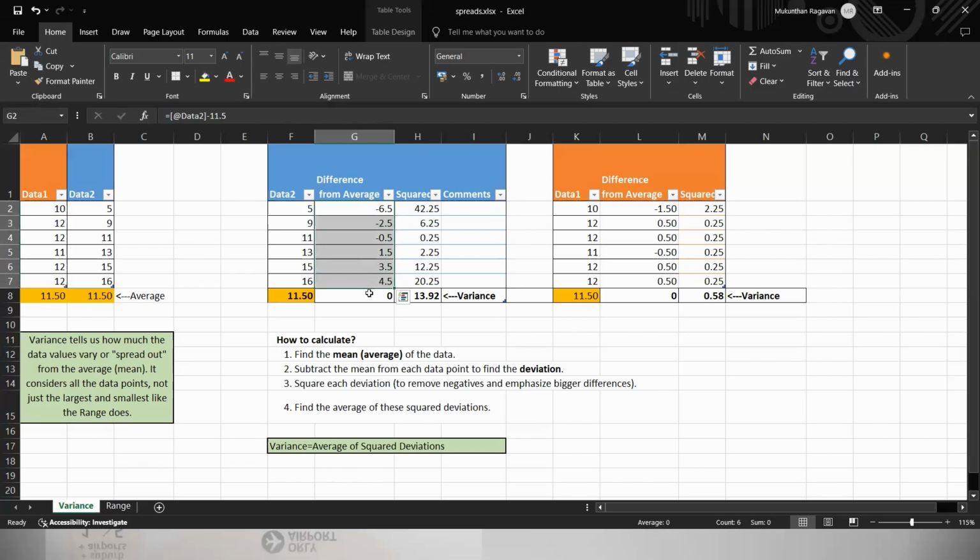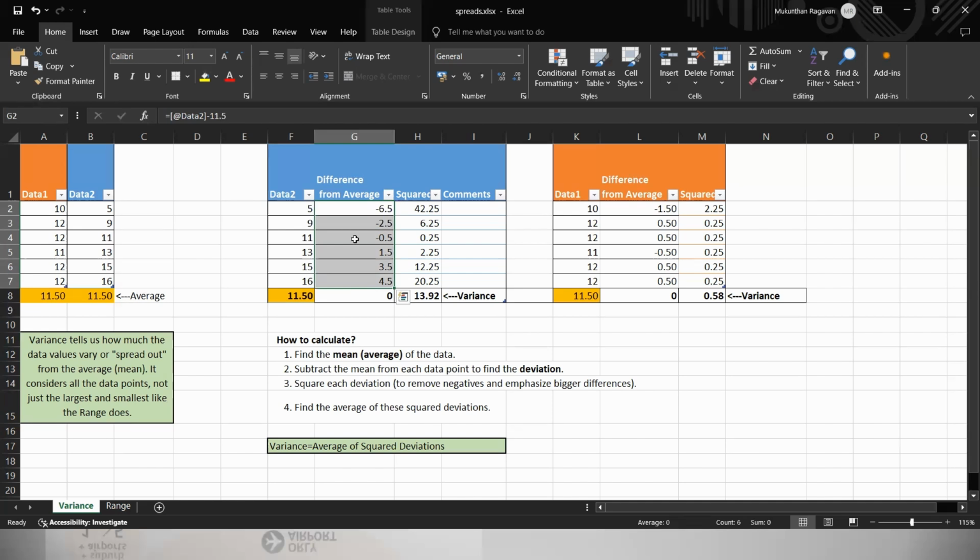However, if you sum everything up, you will get 0 as the value. Why? Because the negative values may balance the positive values. So we cannot tell 0 as the variance, because if you tell 0 as the variance, that means that all the data points are exactly on the 11.5, which is not actually the case.